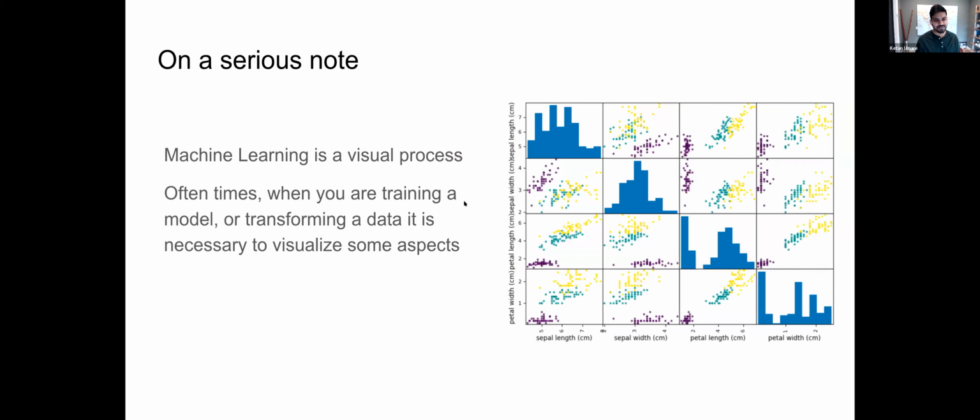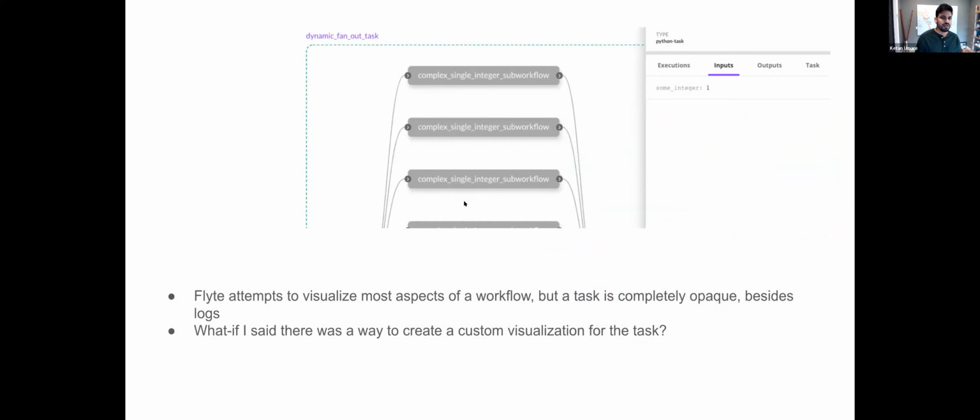But on a serious note, machine learning is a very visual process. Oftentimes, when you're training a model or transforming a data set, you would want to visualize many aspects of it, because for large data sets, looking at the data set is not really useful. Visualizing gives you quick hints on maybe the data distribution or various aspects of it. So in this case, it's an example of visualizing a data set. I think this is MNIST, maybe. It looks like MNIST.